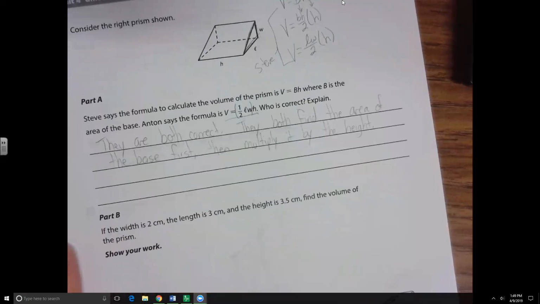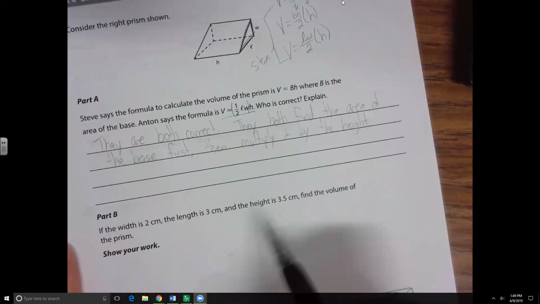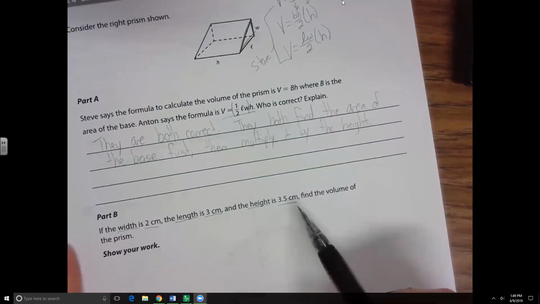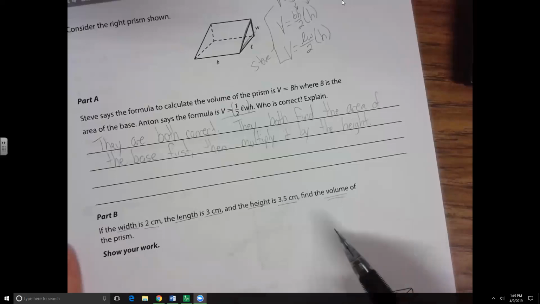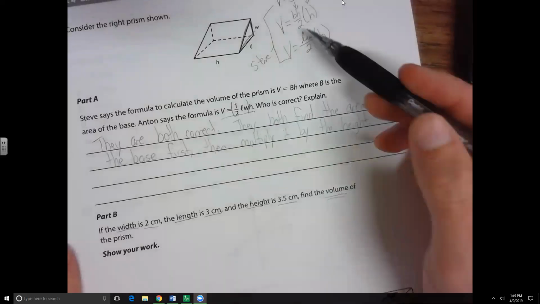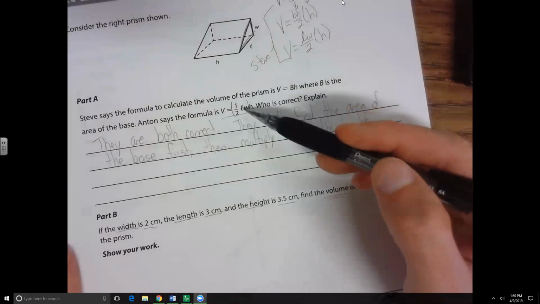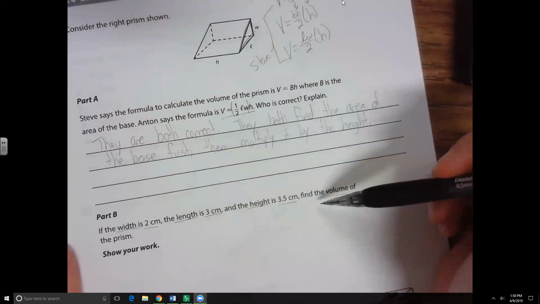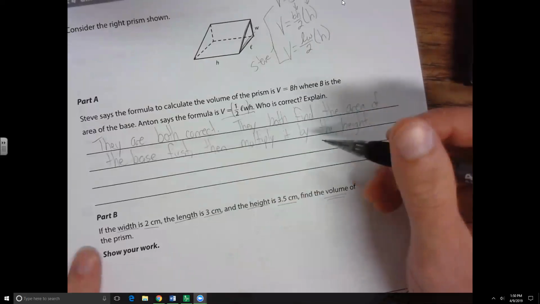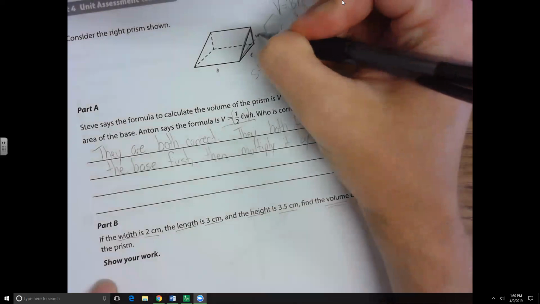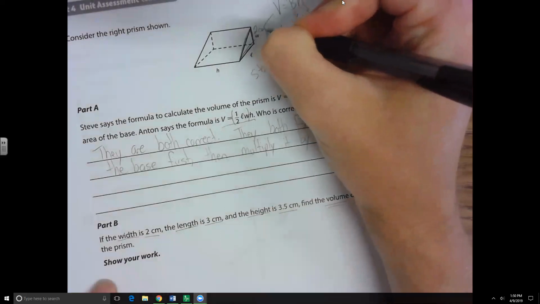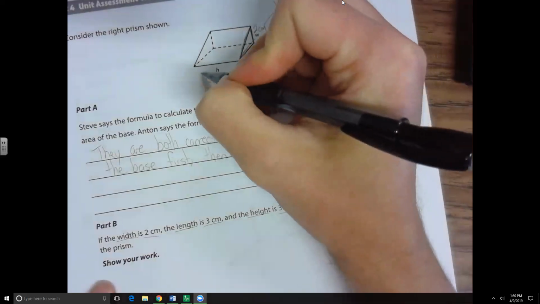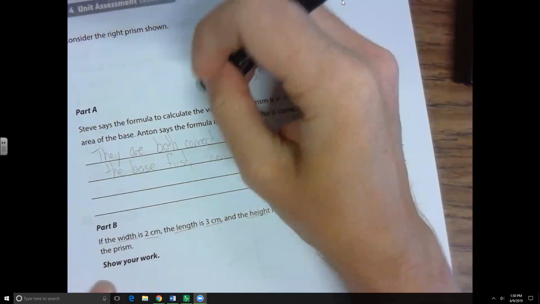So if the width is 2 centimeters and the length is 3 centimeters and the height is 3.5 centimeters, it wants us to find the volume of the prism. Okay, so I can take either one of these formulas, this one here or Anton's here, and I can plug in the numbers that I'm given, and I'm going to find the volume. Okay, so if the width was 2, that means instead of W, I have a 2. Instead of the length, I have a 3. And instead of the height here, I have 3.5 centimeters.